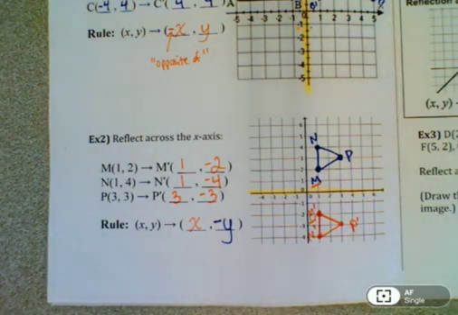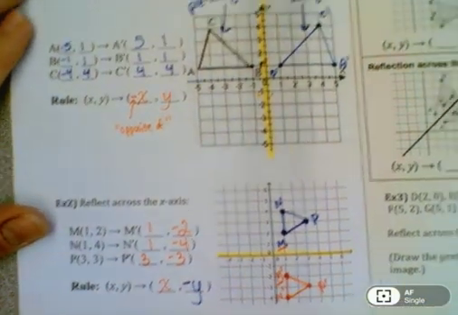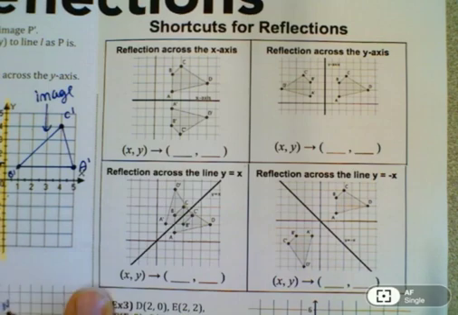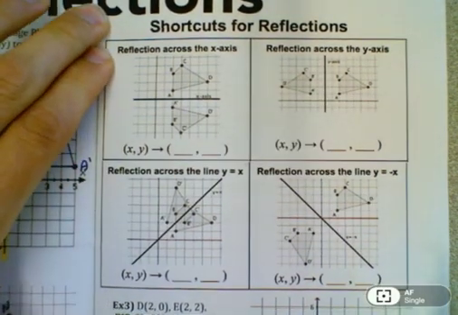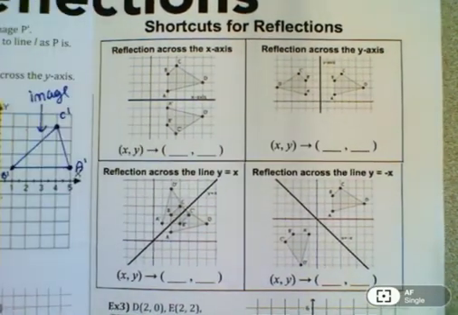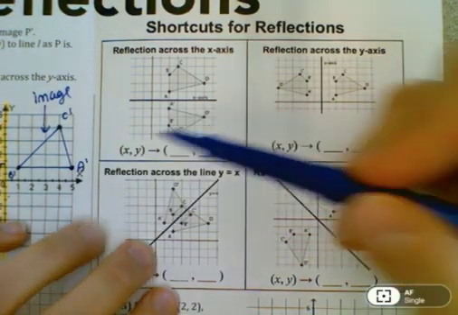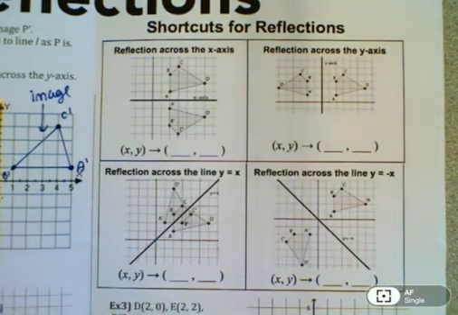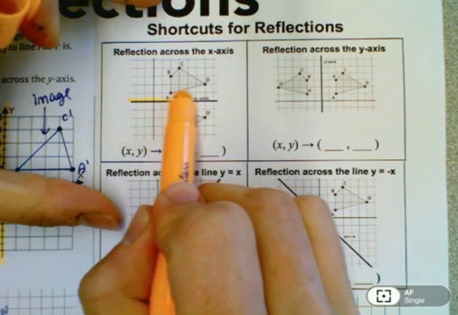Let's take a look at these shortcuts. So we've got 4 shortcuts, and you don't need to memorize these. They'll be given to you on a sheet anytime you have a test or a quiz. But at least the top 2, you should be able to memorize because they're just kind of intuitive. If we're reflecting across the x-axis, and again, I'm going to highlight that, and I recommend you do it too because it's a little hard to see.